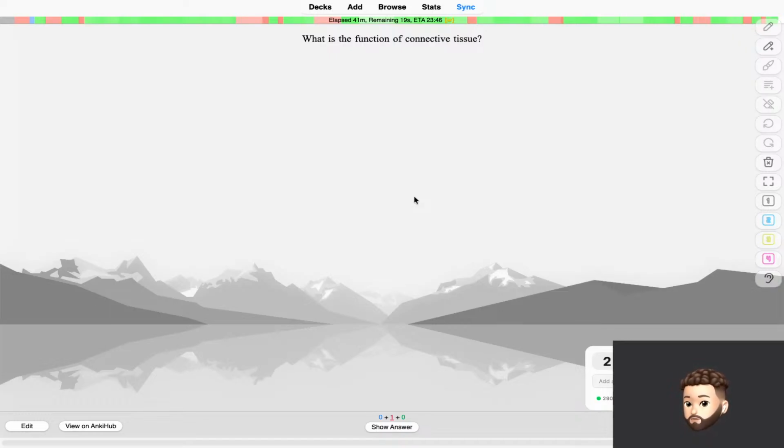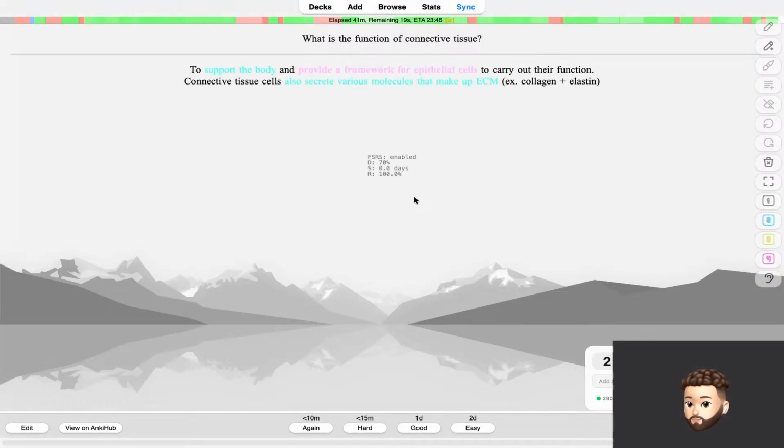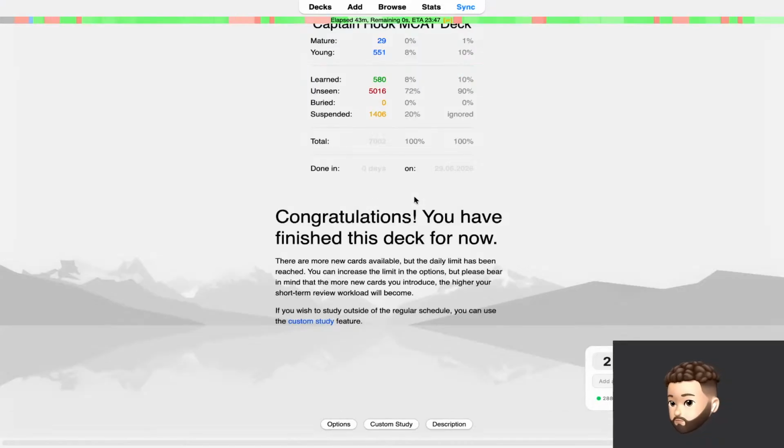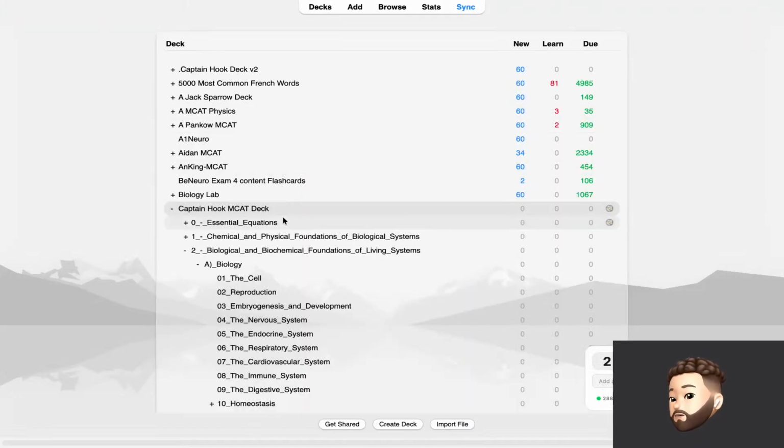What is the function of connective tissue? It supports the body. It provides a framework for epithelial cells to function, and it secretes various molecules that make up the ECM. Okay, that was painful. All right. Yet another day.